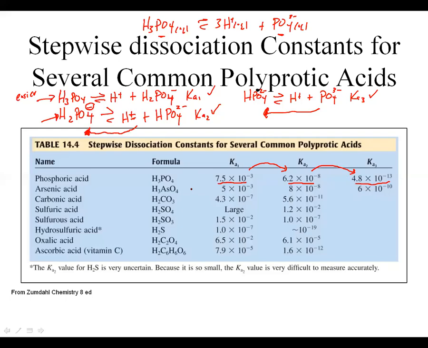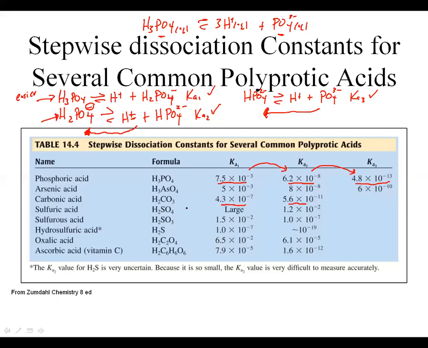So this pattern happens for each of them. Here's carbonic acid, again, 10 to the minus 7 for the first H that comes off. The second one, much, much harder, 10 to the minus 11. So it gets progressively harder to remove more H plus as soon as you take off that first one.